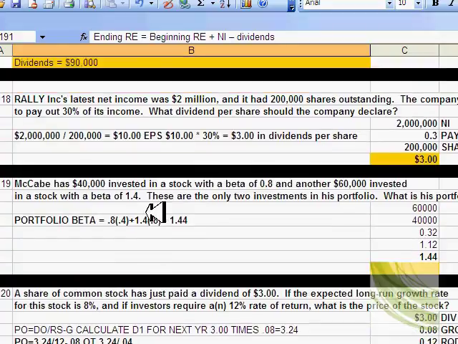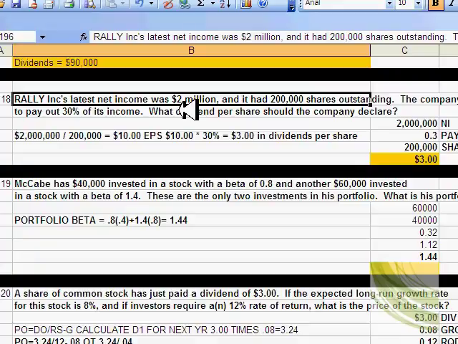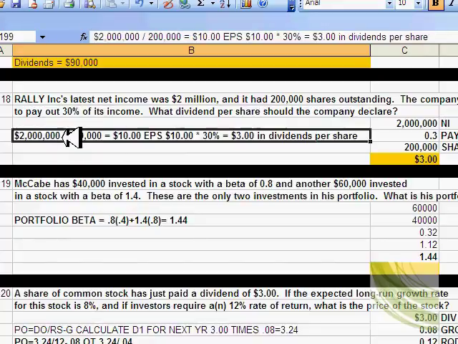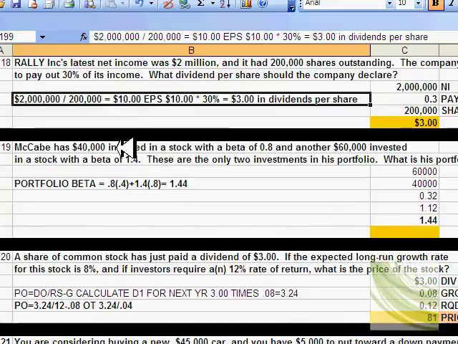Next problem: Rally's latest net income was 2 million, and it had 200,000 shares. The company wants to pay 30% of its income. So what dividend per share should the company declare? We can calculate the earnings per share first: 2 million divided by the 200,000 shares. That means we're earning $10 a share, out of which we want to pay out 30%, or $3 a share in dividends. Okay, so that's an easier way to calculate that.